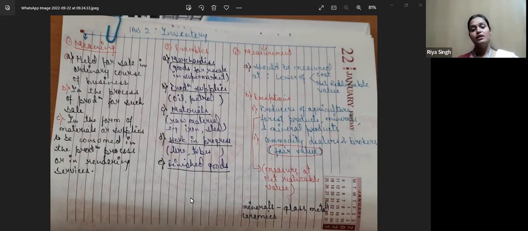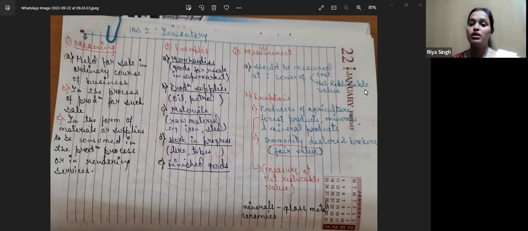Okay, now we have figured out what inventory is. The next question is how we are going to measure it. The rule for the measurement of inventories is there in Indian Accounting Standard 2. That is, whichever is lower, the cost or the net realizable value of that inventory, will be the amount of the inventory that we are going to show in the financial statement.